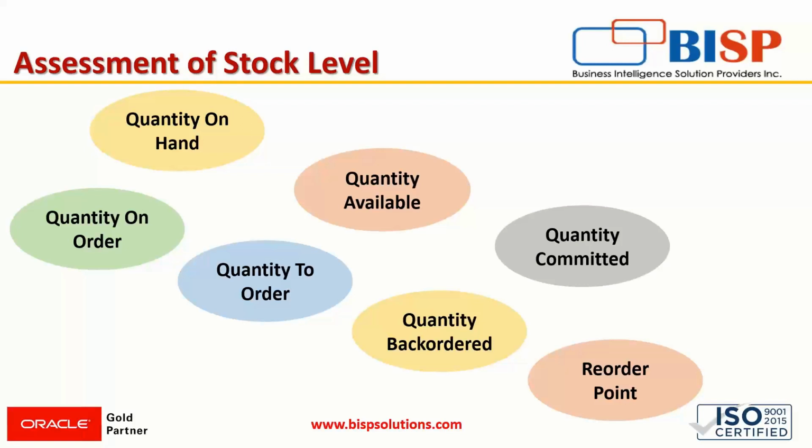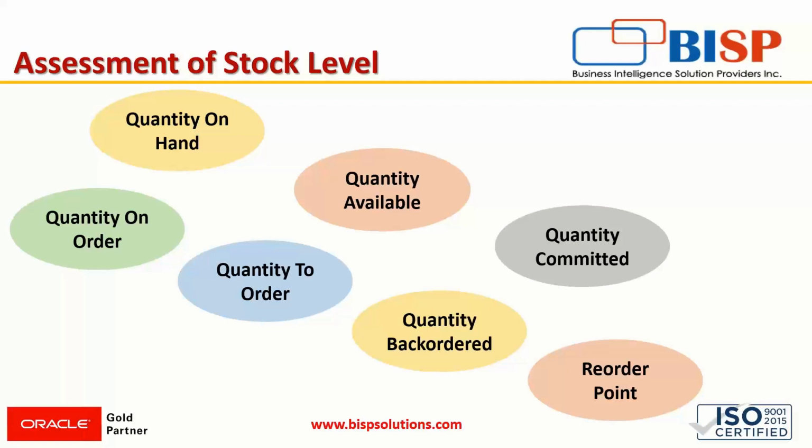Next we have the quantity committed. It is a quantity that is promised to customers but not yet fulfilled, which means it is yet to be fulfilled. The next level is quantity on order. This is a quantity on an approved purchase order that is due for receipt, which means that it has a pending receipt from the vendor. So this is about the quantity on order.